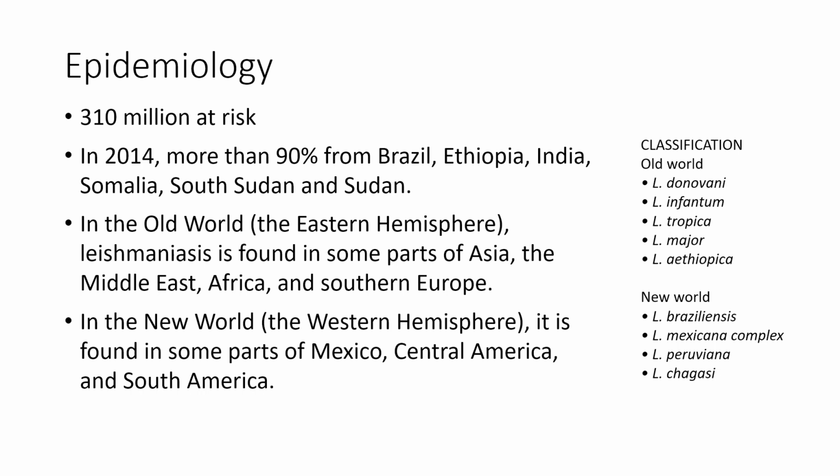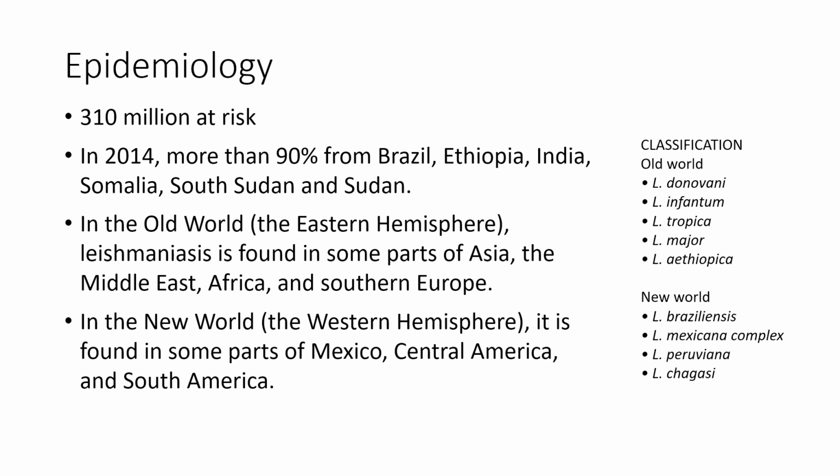Worldwide, 310 million people are at risk of these infections. 90% of them are from Brazil, Ethiopia, India, Somalia, South Sudan, and Sudan. It can be further divided into old world leishmaniasis and new world leishmaniasis. If you look at the classification by species on the right, the old world involves a few types: Leishmania donovani, infantum, tropica, Leishmania major, and aethiopica. In the new world, it is brasiliensis, the mexicana complex, and so on.